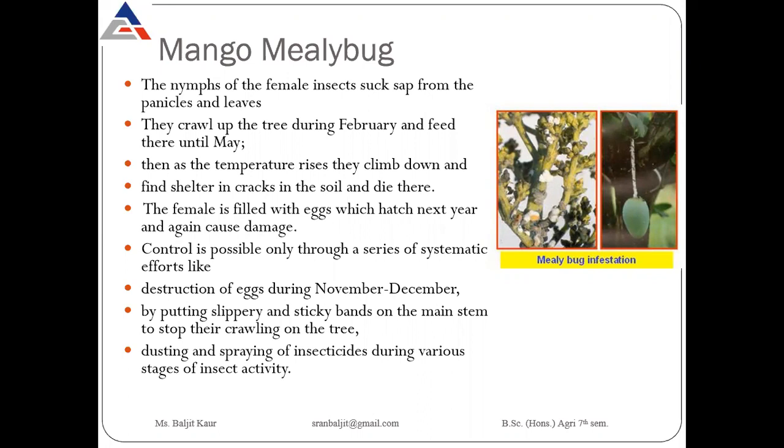So mango mealybug can be managed by following all these practices, like destruction of their eggs during November, December, then use of slippery bands on the trunk or main stem of the trees so that the nymphs cannot crawl on the tree, and dusting or spraying of the insecticides during the different stages of insect activity.